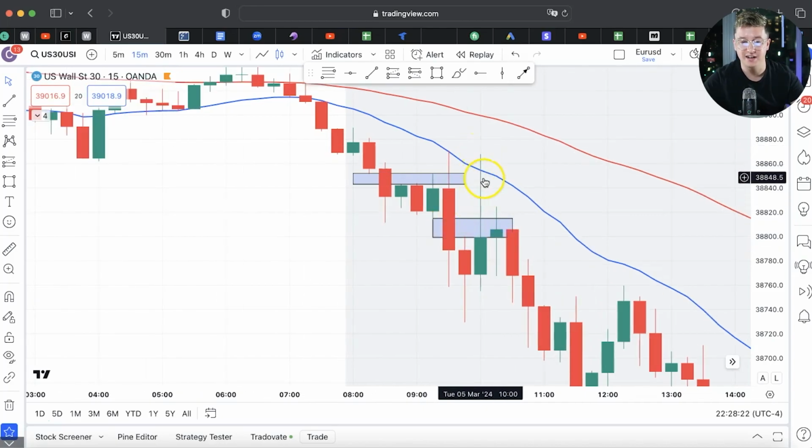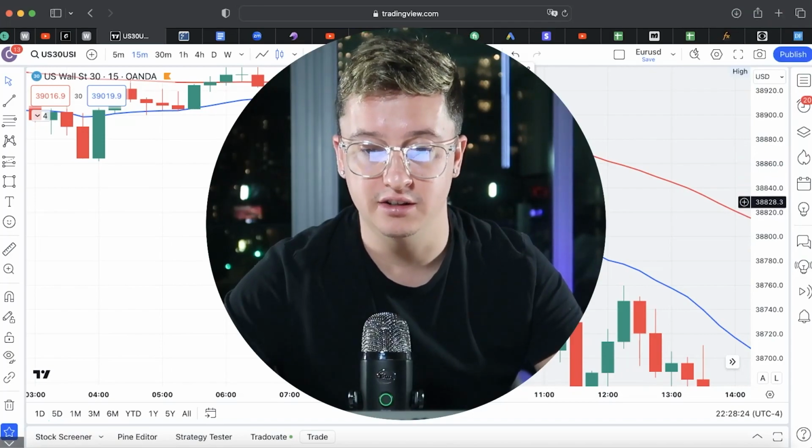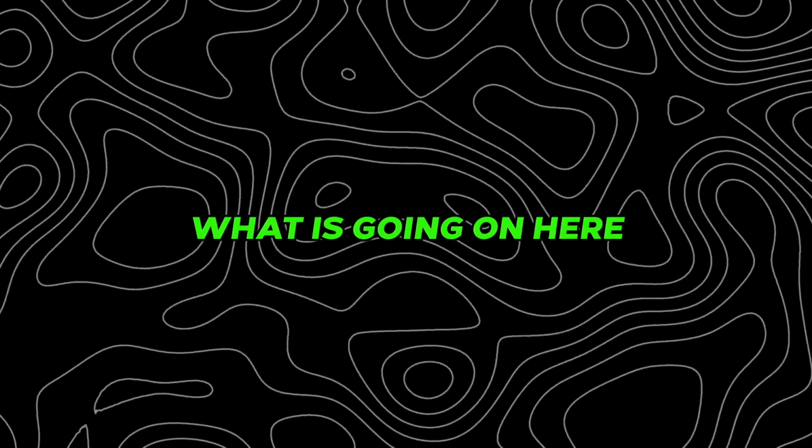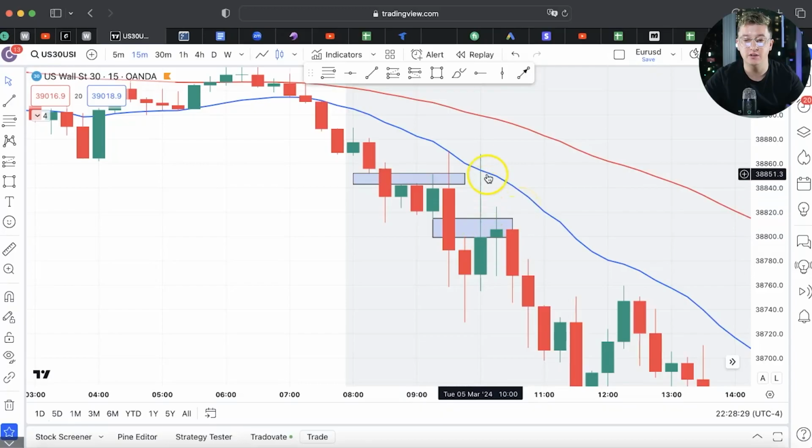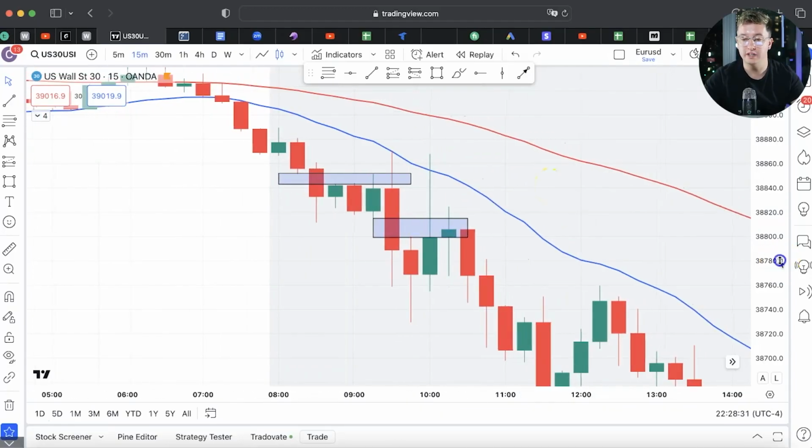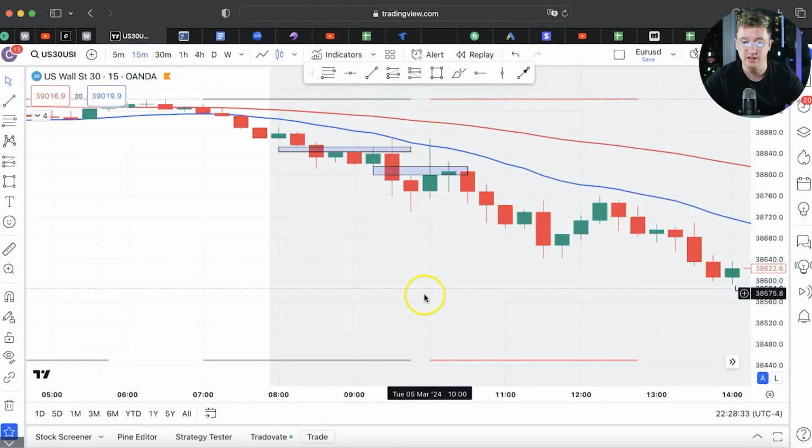Now, I want you guys to understand the logic behind what is going on here. Why does this candle have such a massive wick? When we see candles with massive wicks like that, you guys really need to understand what the logic is behind why it's doing that.